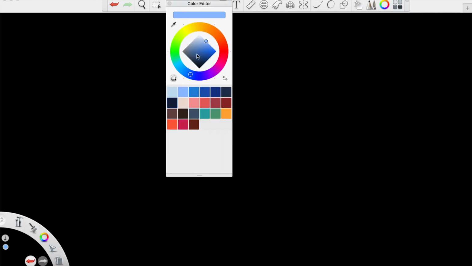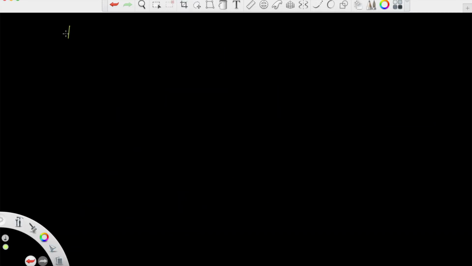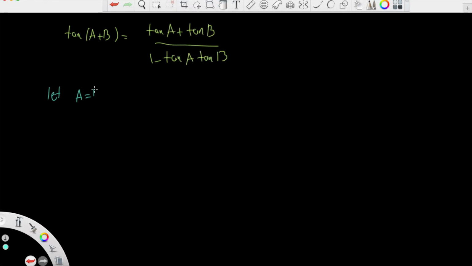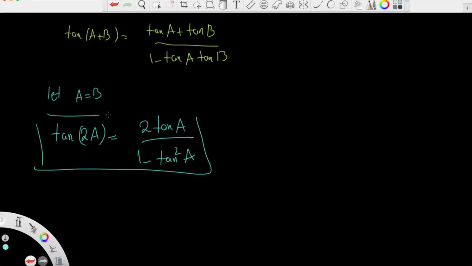Now let's go for tan. Again, tan of a plus b, the expansion is tan a plus tan b over 1 minus tan a tan b. Now let a and b be two equal angles, so on the left hand side we will have tan of 2a, which is equal to tan a plus tan a, which is 2 tan a, over 1 minus tan a times tan a, which is tan squared of a. So it is the third identity which we derive here through compound angle expansions.